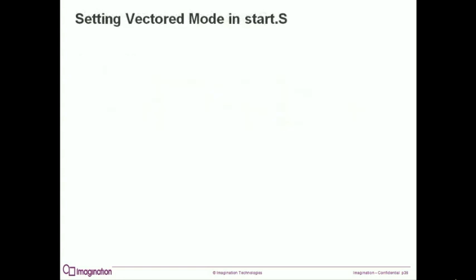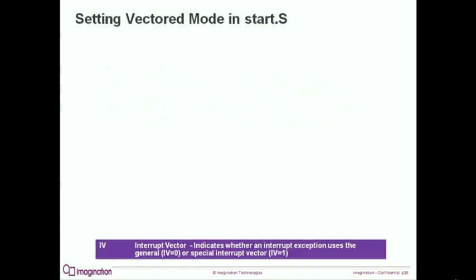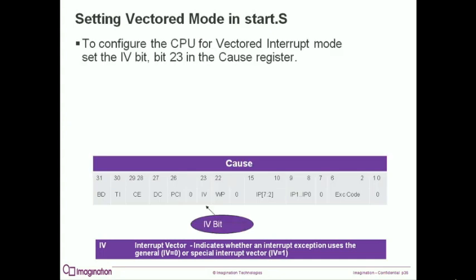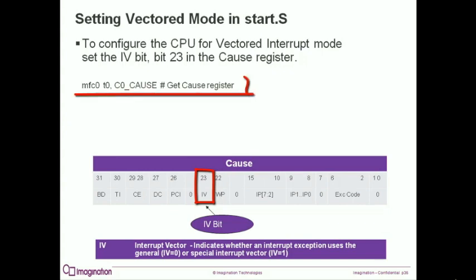The next piece of code will enable vectored interrupt mode. If vectored interrupt mode is not enabled, all interrupts will go to the general interrupt vector. To enable vectored interrupt mode, I need to set bit 23 of the cause register. I first read the cause register into the T0 register using the move from coprocessor 0 instruction.